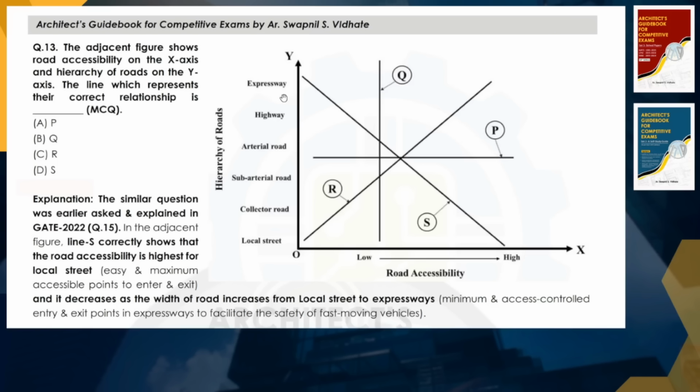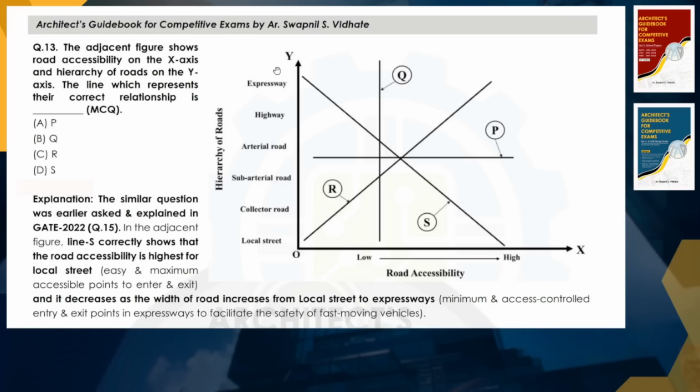It is very easy to enter, take an exit from the local street, but that is not the case with the expressway. In expressway, the vehicles are very fast moving. The expressways, nowadays we call this as an access control expressway. So there is a limitation on the entry and exit points in order to provide maximum facility for the fast moving vehicles to avoid the accidents. So this S line correctly represents that the road accessibility decreases from the local street to expressway.